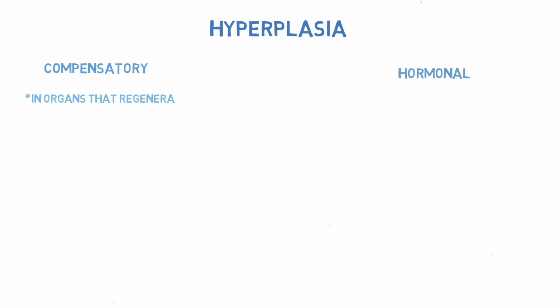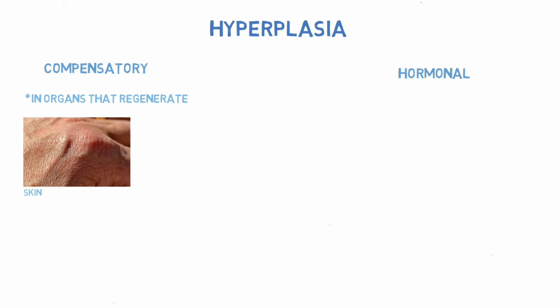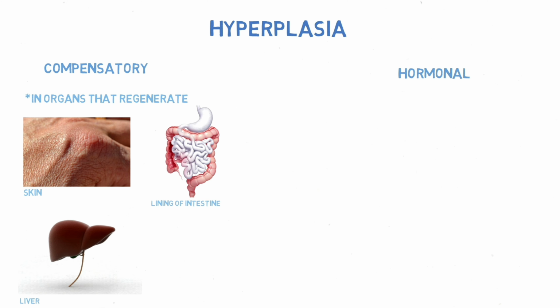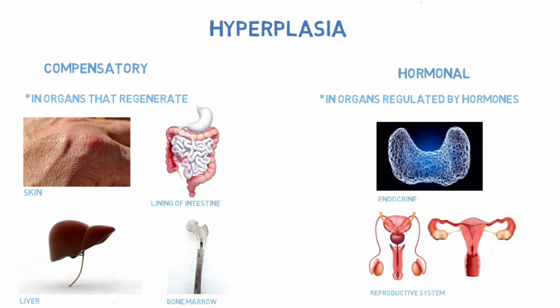Now there's compensatory hyperplasia and hormonal hyperplasia. Compensatory hyperplasia happens in organs that regenerate, like skin, lining of the intestine, or liver and bone marrow. Hormonal hyperplasia happens in organs that are regulated by hormones, like organs in the endocrine and reproductive system. Like hypertrophy, hyperplasia can also be physiological or pathological.